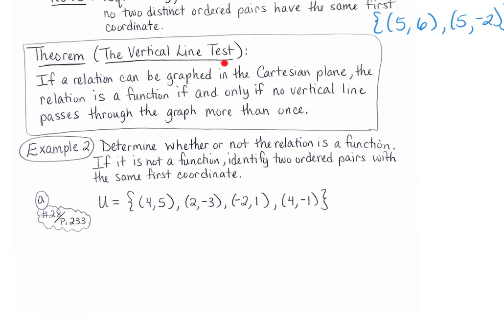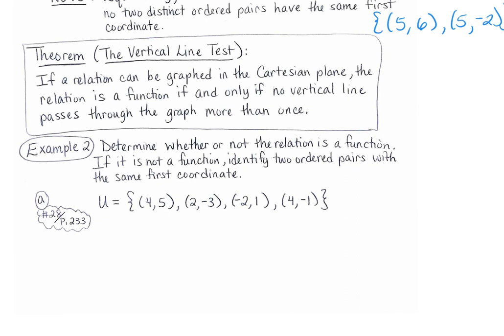The vertical line test. If a relation can be graphed, so now we're thinking of the graph of what we have. If we're looking at the graph of a relation, if this is graphed in the Cartesian plane, the relation is a function if and only if no vertical line passes through the graph more than once.